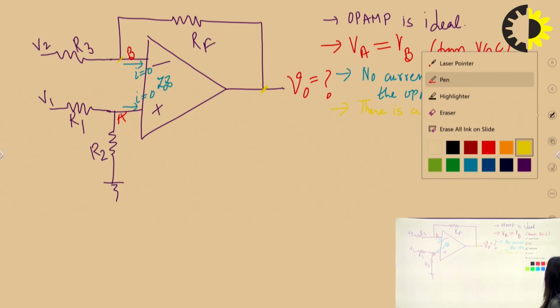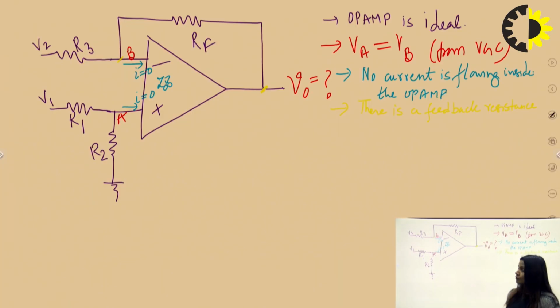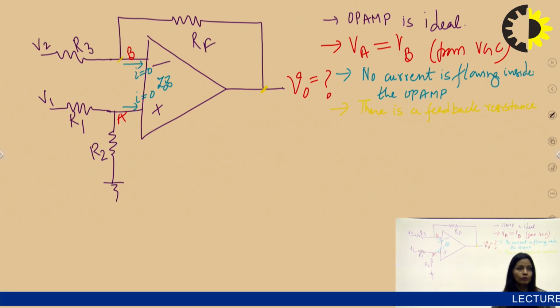Right. So there is a feedback resistance. I can see there is a feedback resistance also. So that means now I will start my analysis. The next concept which we are going to use for this particular circuit is Kirchhoff current law. So basically I will be using the Kirchhoff current law for the circuit.